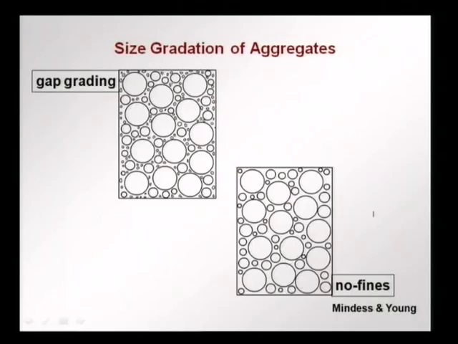Again, some of these aspects we have already looked at when we discussed asphalt concrete. The concept is similar. In asphalt concrete, the binder which fills up the space between the aggregates is bitumen, and here we have hydrated cement paste.